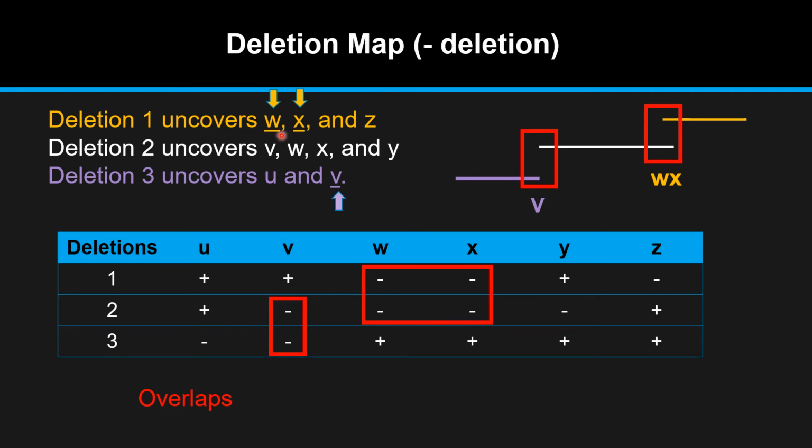And another part of overlapping is W and X. Here you see W and X with deletion 2. So there could be an overlapping in these two regions. Okay, so this could be a potential order of the genes.